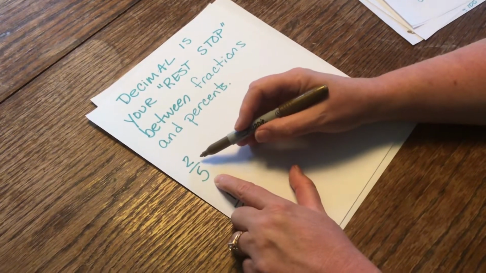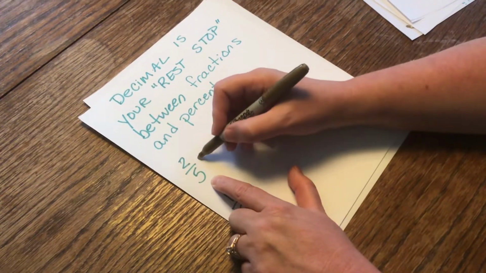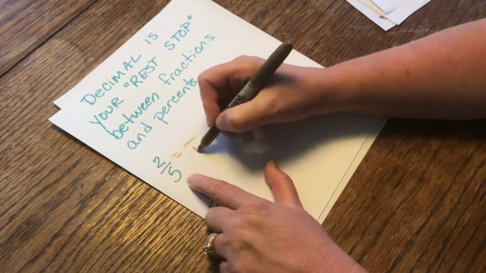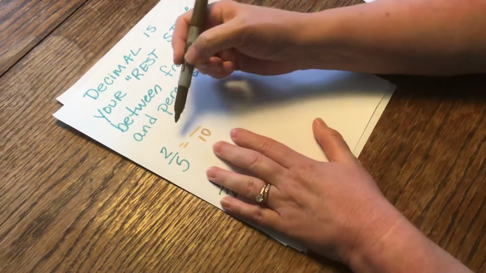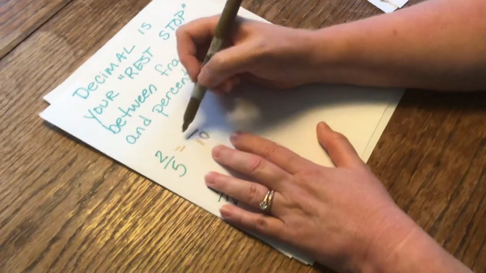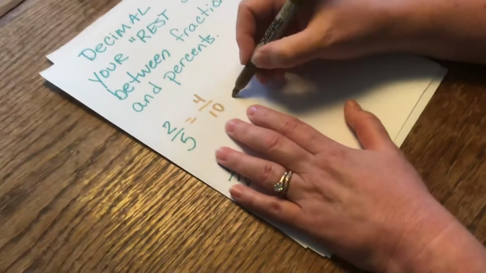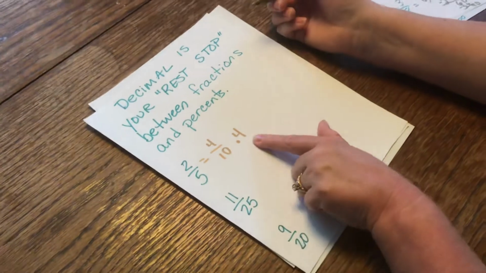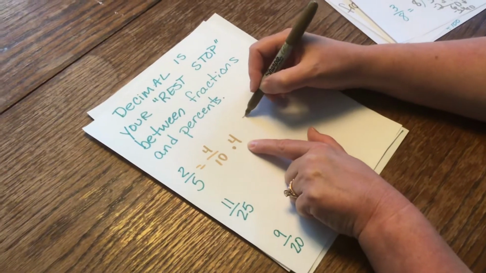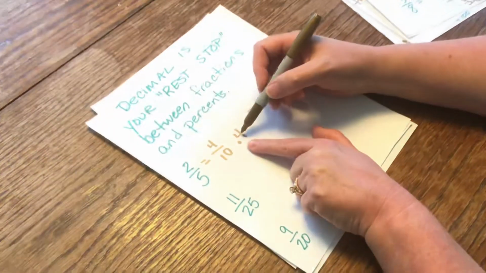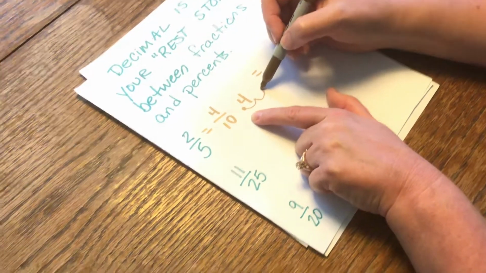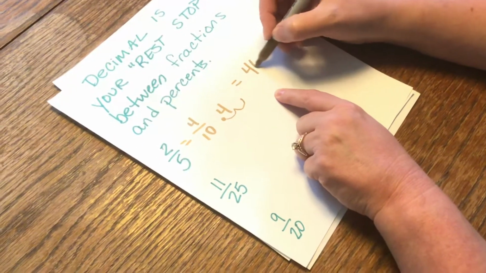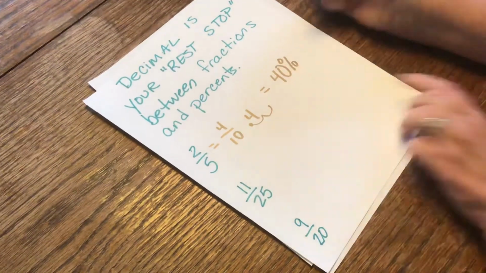So let's figure out a decimal for 2/5. 5 goes into 10 evenly, so I'm just going to do the equivalent fractions. 2 times 2 is 4. And that would be 4 tenths. Now we could find the percent by multiplying our decimal by 100. We're going to move it. So that's 40%.